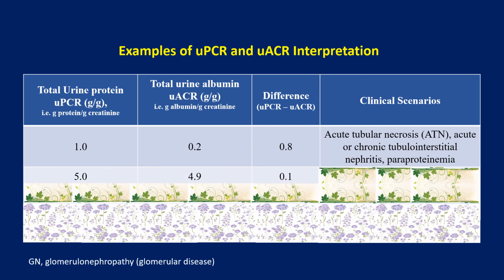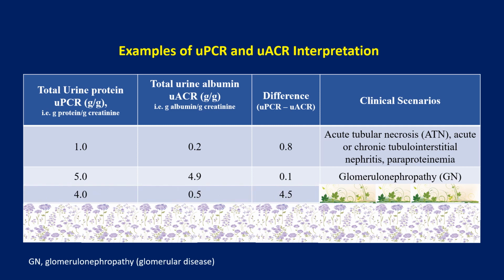Second patient with a PCR of 5 and ACR of 4.9. These values are very similar. Almost all proteinuria comes from albumin. This pattern is consistent with glomerular injury. Workup for an underlying glomerular disease is warranted.